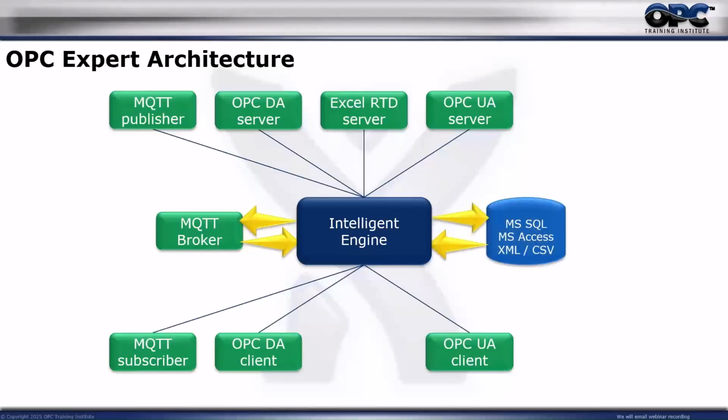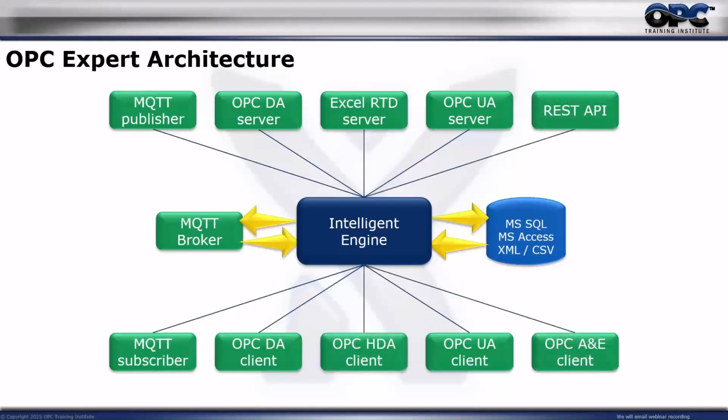There are other ways to bring in data: a database like Microsoft SQL or MySQL or Azure or Amazon or CSVs, whatever it is you want. And of course, other ways to bring data in, you can connect with HDA, alarms and events, and even send data out using REST API. We'll have another webinar on this REST API connection right here, which enables you to get data into non-Windows platforms, remote connections, and so on. So it really enables you to get the real-time data and historical data directly from OPC Expert using REST API.